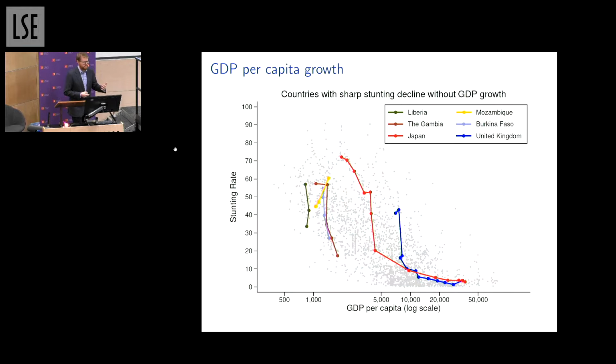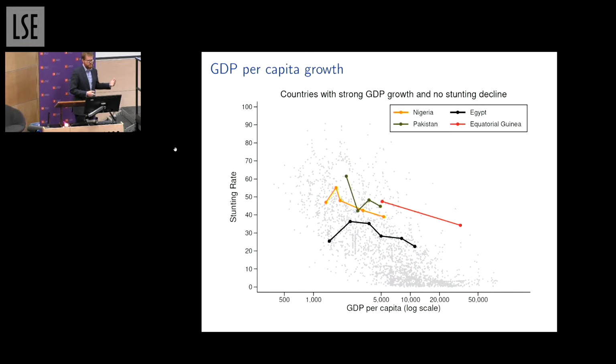But there are also a lot of countries that experience really radical declines in child stunting with very little growth, right? So this either means that $1 extra made all the difference in the world, which I think is unlikely, or that GDP doesn't matter that much, right? And I think the fact that you see this same pattern in Liberia, in the Gambia, in Japan and in the UK, all at different levels of GDP, suggests that there's no kind of magic GDP threshold that's going to allow you to just eliminate stunting, right?